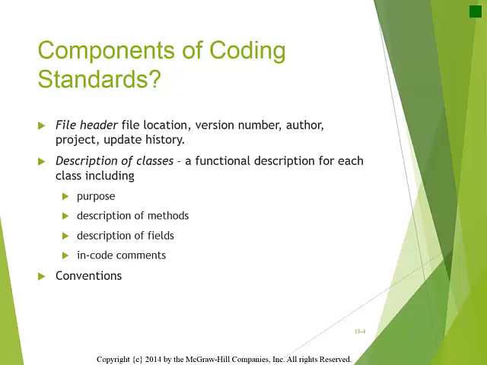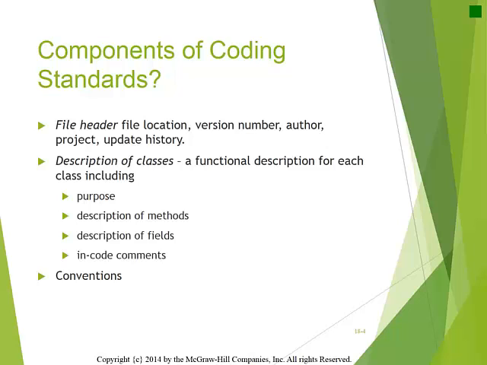Coding standards usually specify inclusion of a file header at the beginning of each program, and in the header, the location of the file, the version number, the program author, the project name, the update history, and other useful information are included. Another coding standard is a description of classes in a program. In the description, the purpose of the class is described, a description of the methods, and a description of the attributes are included. Additionally, the types of in-code comments that should be included while coding the class are described.